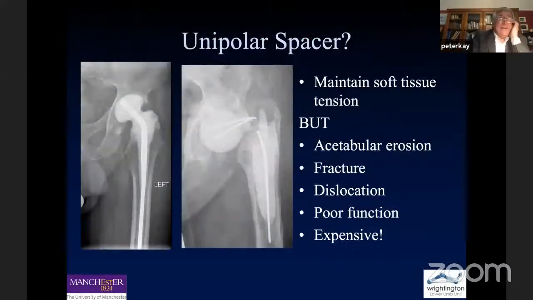Now, of course, if you're doing a two-stage revision, you can use an articulating spacer, whether that's in the hip and certainly in the knee. And I went through a phase in my career of actually doing two-stage revision with a lot of spacers. But the problems were that, you know, patients actually quite liked the fact that you put a spacer in them and you'd got rid of the infection.